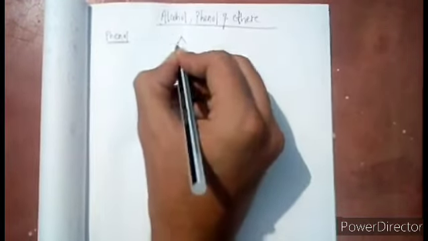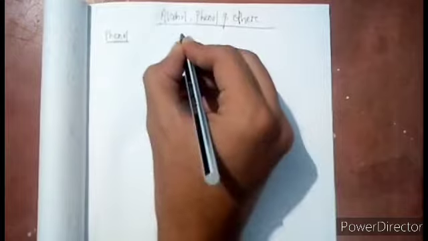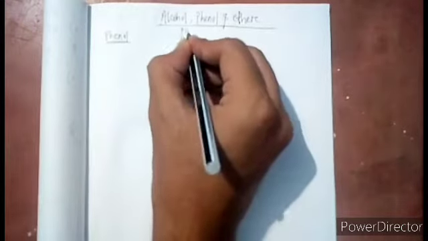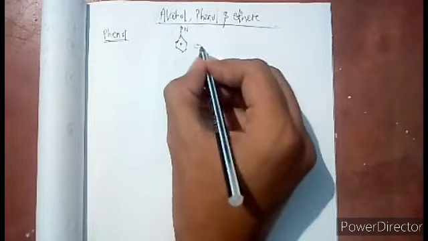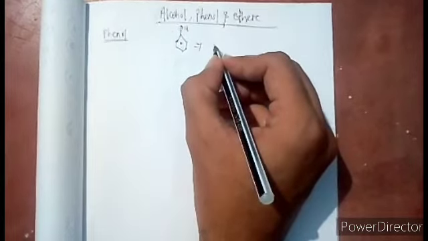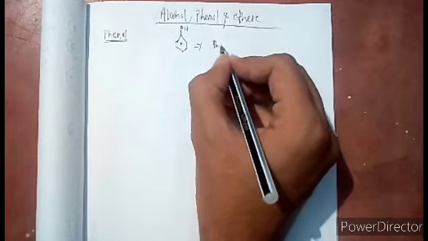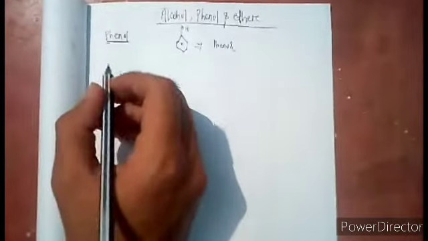What is called phenol? When an OH group is attached to the benzene ring, it is called phenol.